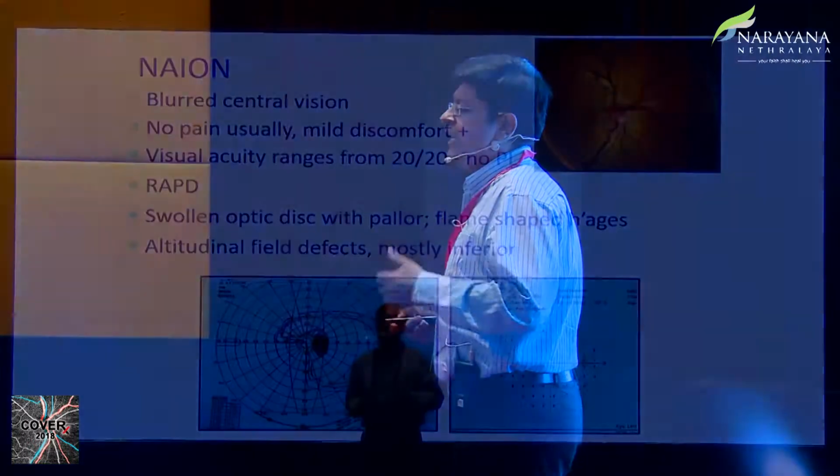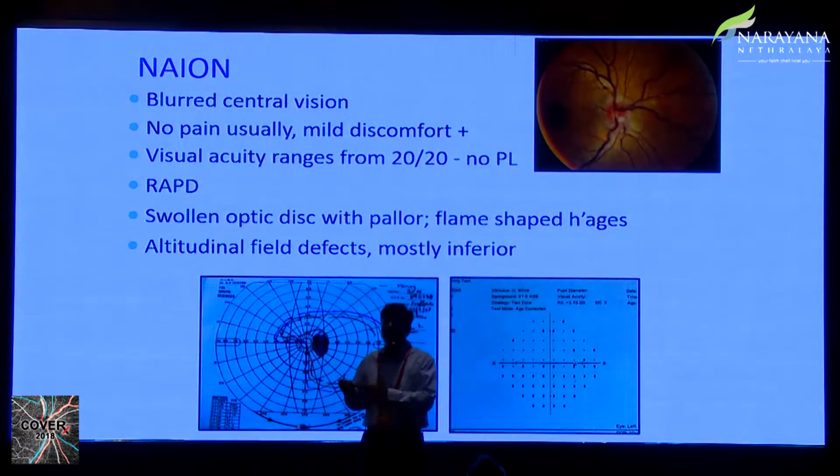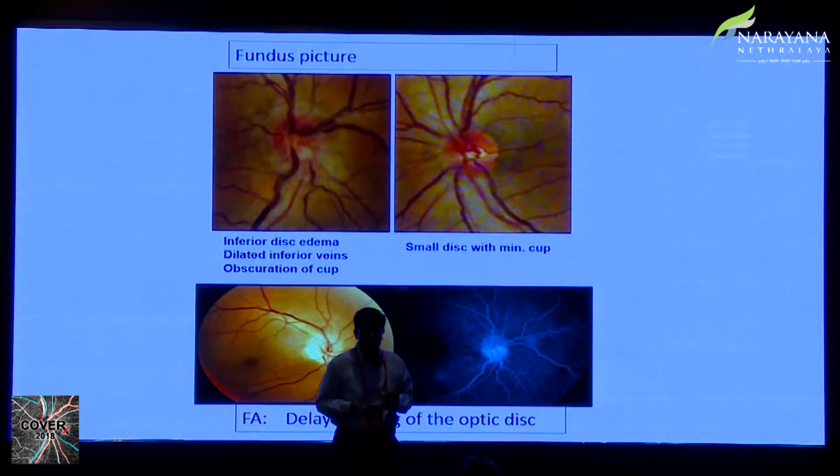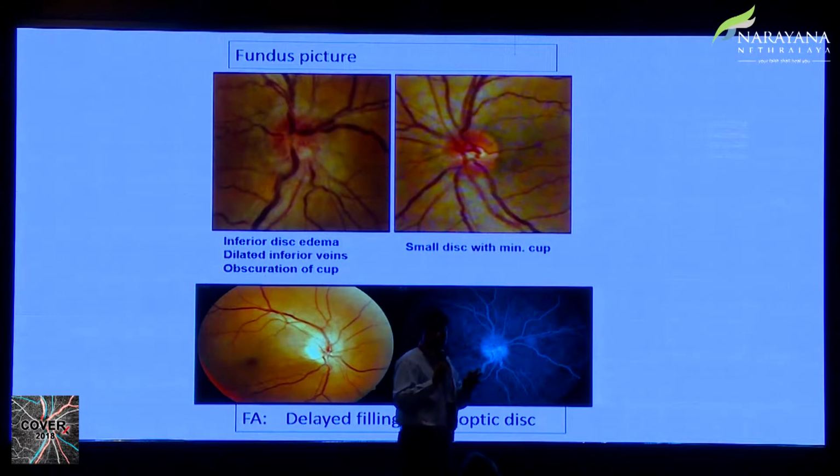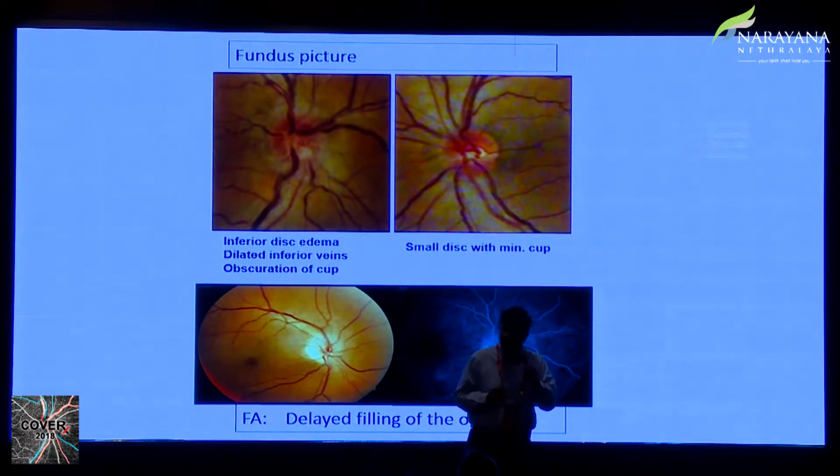Pale disc edemas are ischemic in origin, and NAION is one of the most important conditions that we see and is increasingly becoming important because of the increased incidence of systemic disorders. So the patient will come with blurred central vision, mild pain, there may be a variable affection of the vision, you would tend to have an altitudinal field defect. There may be a little bit of disc edema which is usually pale.